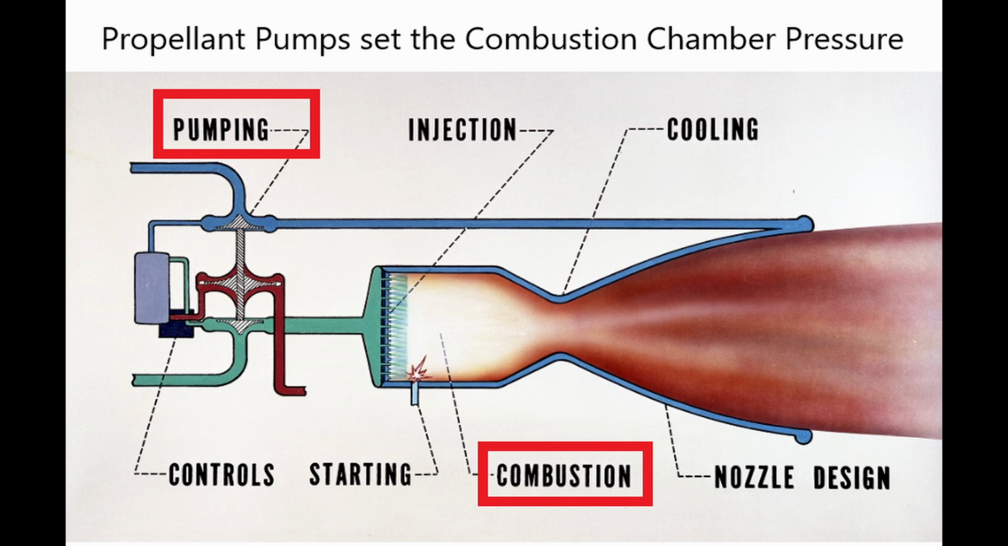The chamber pressure will not rise above the maximum exit pressure of the propellant pumps. Any higher chamber pressure than the pump pressure would result in reverse flow. The pumping would stall until the chamber pressure fell back to the maximum pump exit pressure. And so the pressure in a rocket engine chamber is fixed by the propellant pump maximum exit pressure.